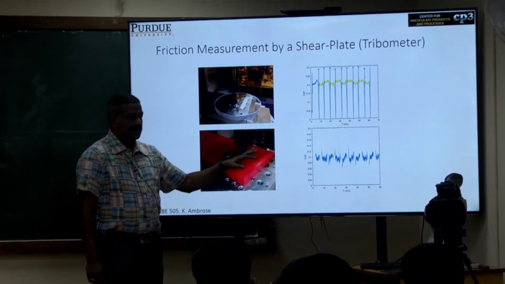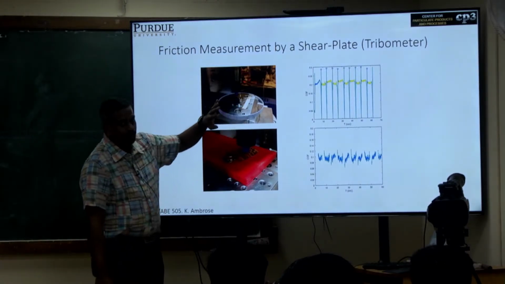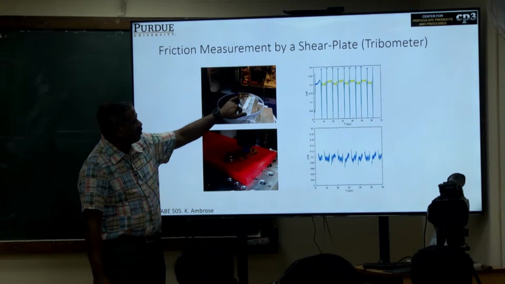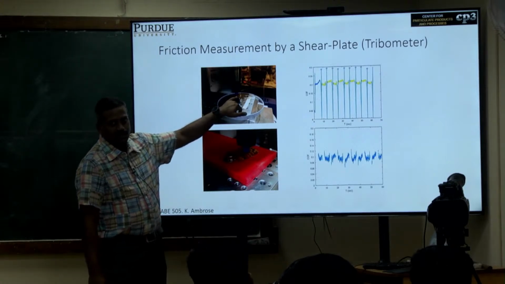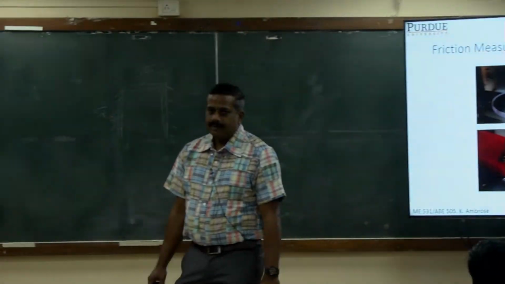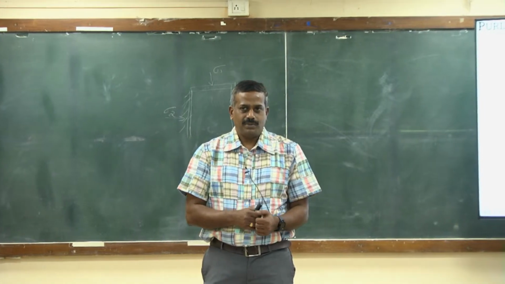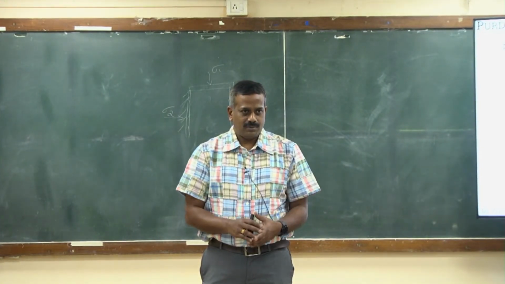I'm not showing the picture, but if you look very closely, you'll see a wheat kernel on the bottom here, below the blue. He attached a wheat kernel on the bottom. You just glue it, and then you can measure grain to grain or surface to surface, whichever is of interest to you.